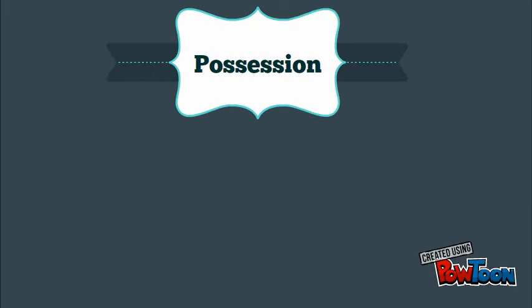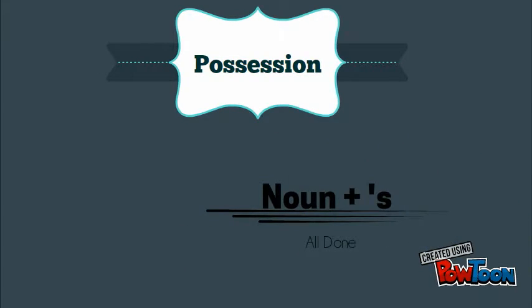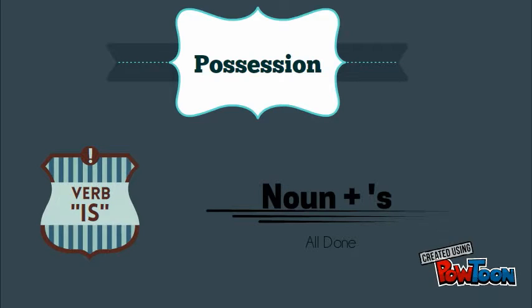On the other hand, possession is quite different. In most cases, it is enough to add an apostrophe and an s to a noun in order to indicate a possession, but beware because it can be confused with a contraction of the verb to be, is.